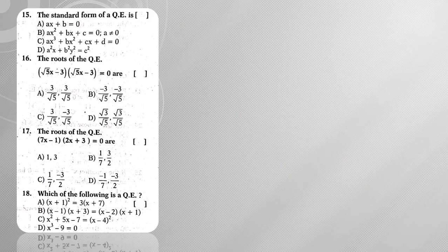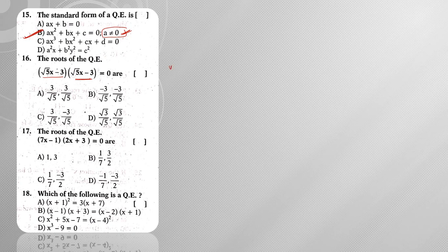Next, moving on to question number 15. The standard form of a quadratic equation is, as we have already discussed in the previous questions, ax square plus bx plus c is equal to 0 and a is not equal to 0. This condition is a must. If you don't have this condition, then you cannot consider it as the standard form of the equation.